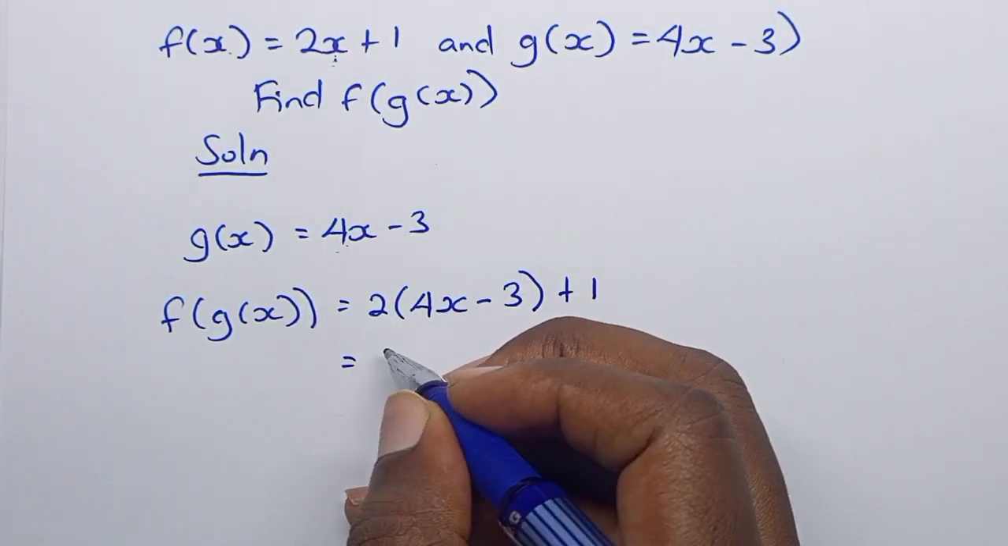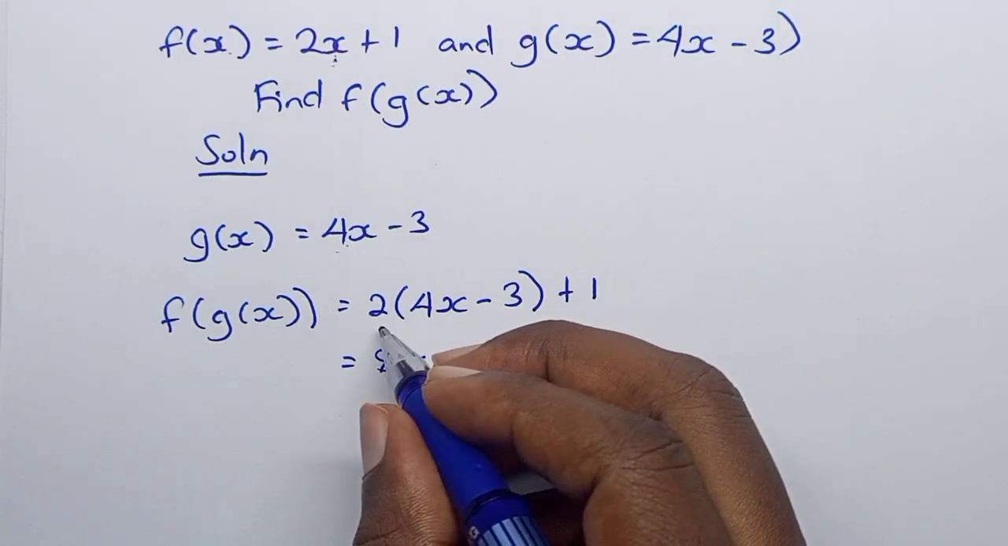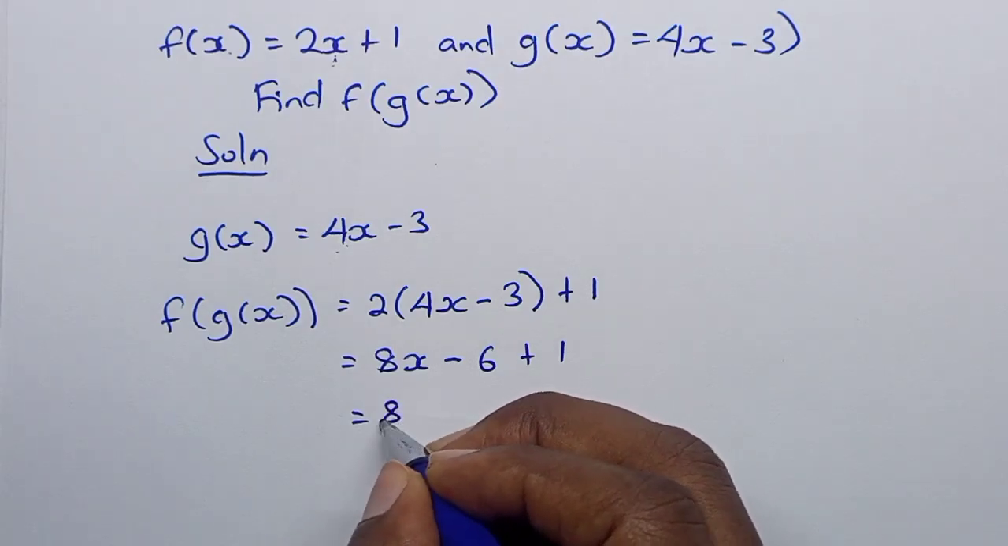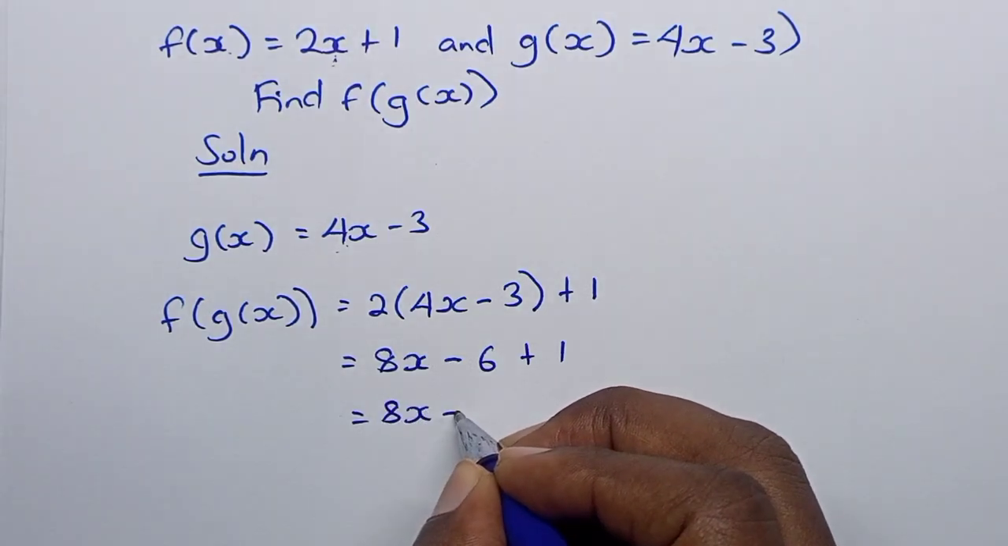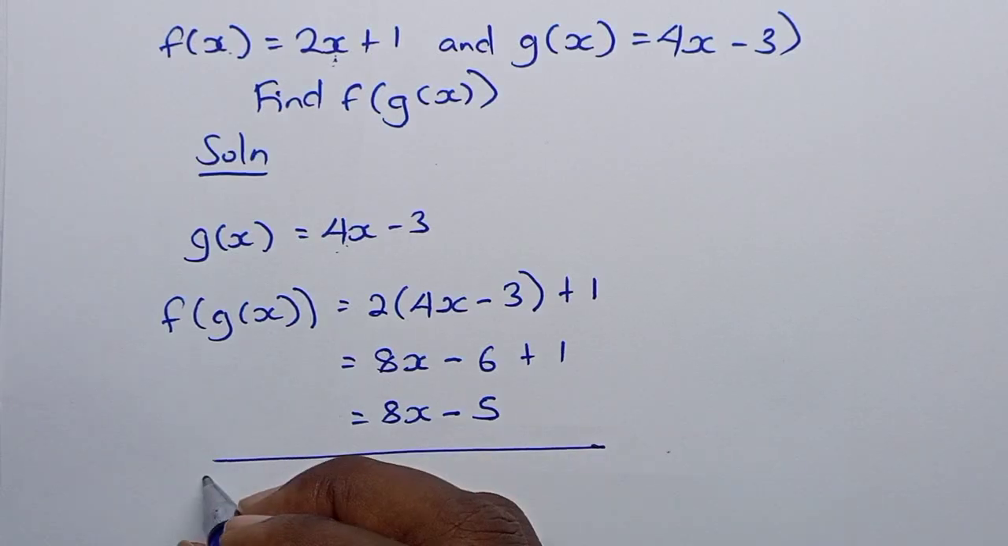So this will be equals to 2 times 4 is 8x minus 2 times 3 is 6 plus 1, which is equals to 8x minus 5. So this is our answer.